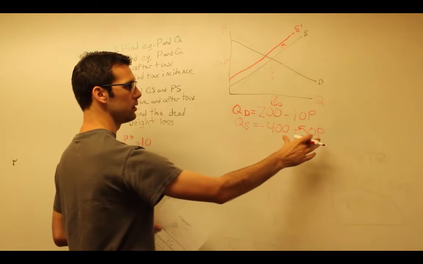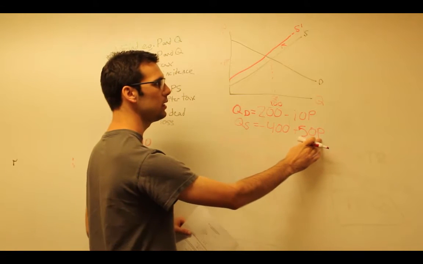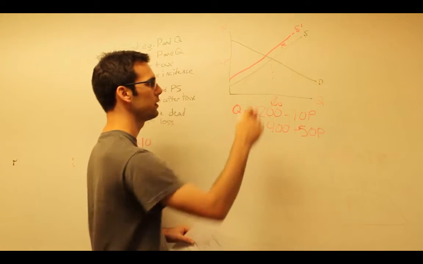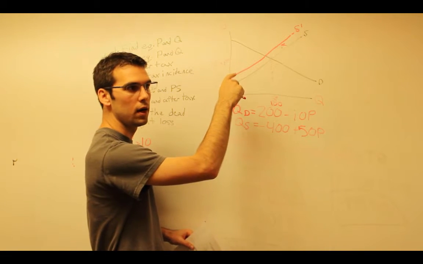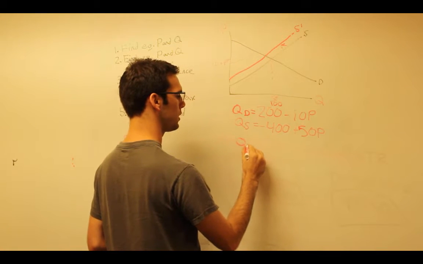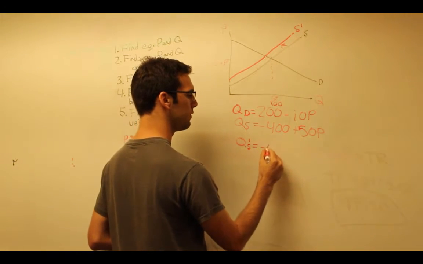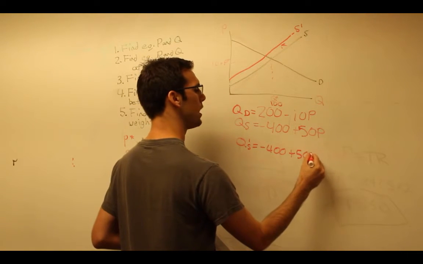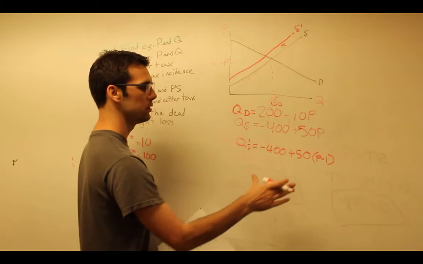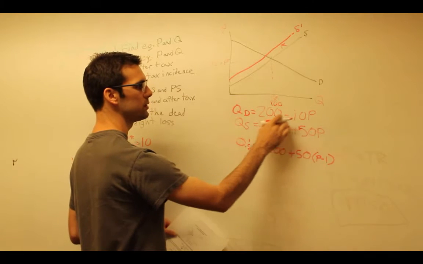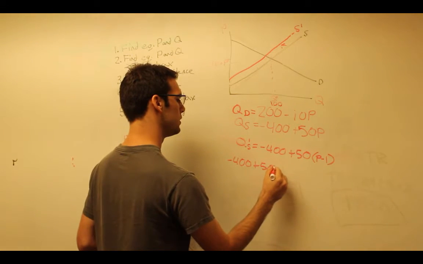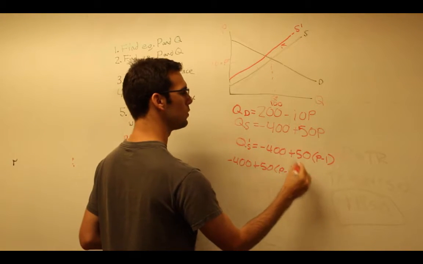So to think about the shifted supply curve, instead of P, we're going to use P minus 1, because that's the price that they end up actually getting. Whatever the price ends up being, $1 less is how much the supplier is actually making. So we'll call this new supply curve QS prime, and we'll say that's equal to negative 400 plus 50 times P minus 1. Once again, all we have to do is find the equilibrium between this and the original demand curve. So negative 400 plus 50 times P minus 1 equals 200 minus 10P.